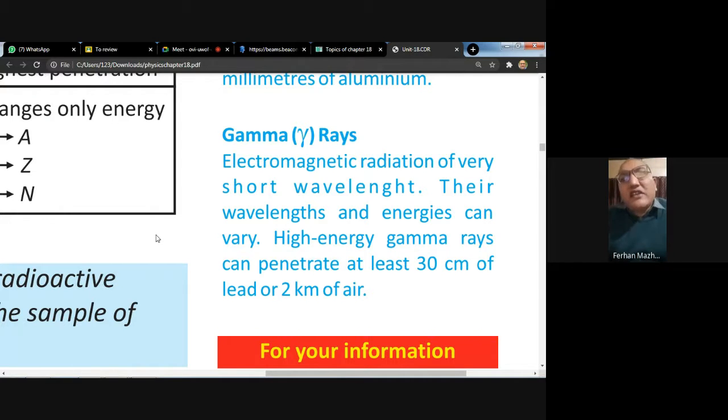Gamma rays are electromagnetic radiations of very short wavelength. Okay. One characteristic is this, and they can penetrate at least 30 centimeter of lead, and in air they can penetrate up to 2 kilometers. Okay. There are other characteristics also, which are given in the... when you are done with writing your answer, then you can move to the next one.